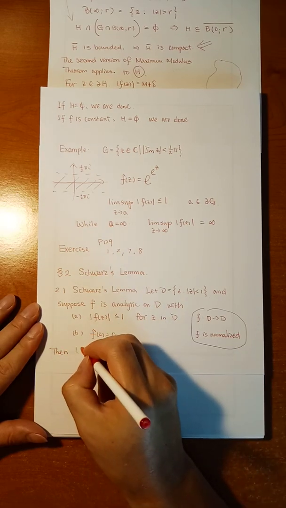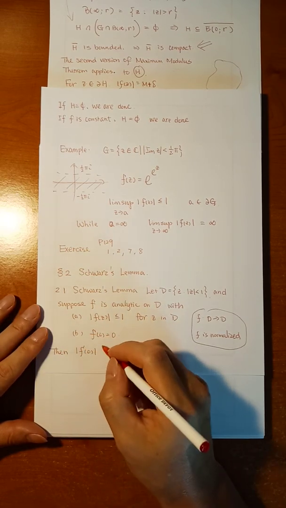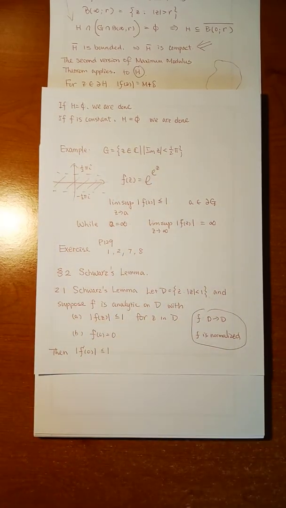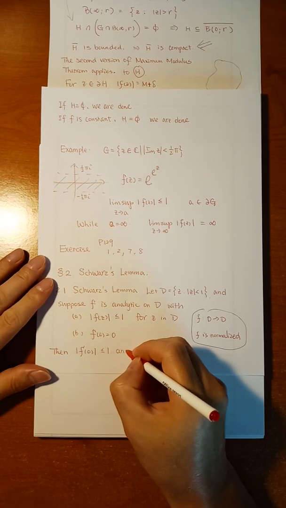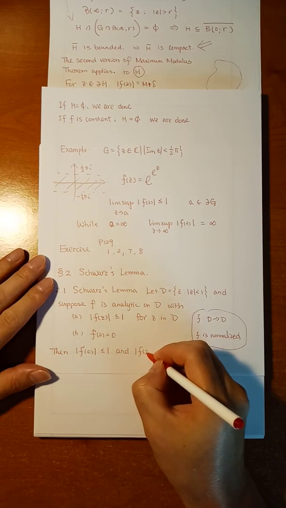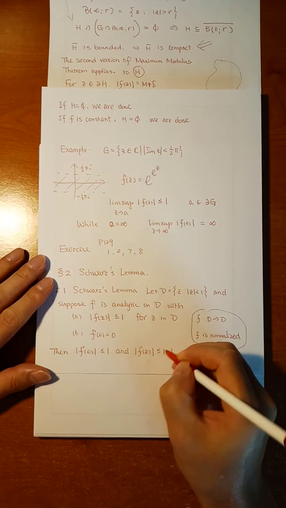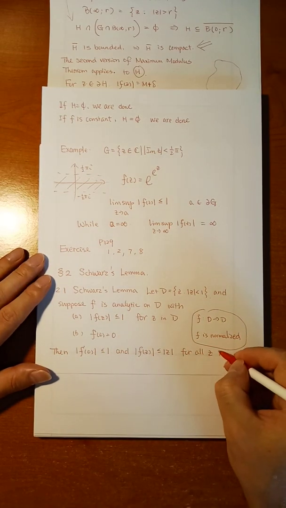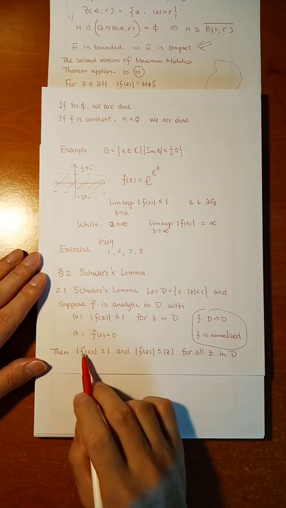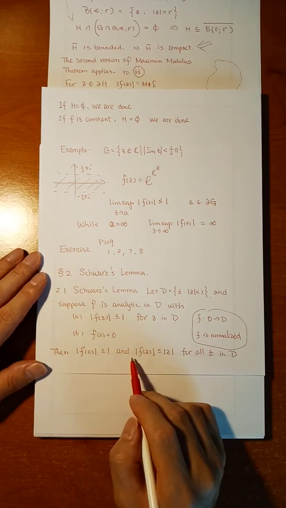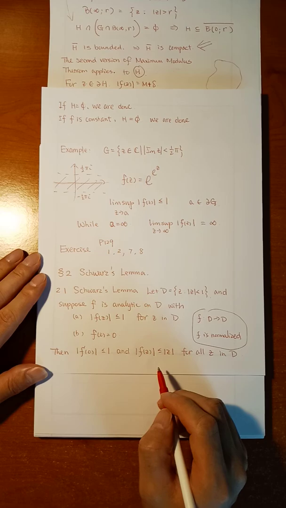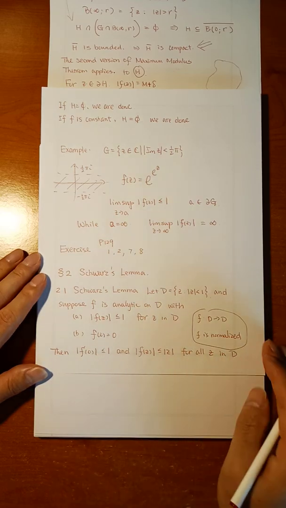And then let's see the conclusion. Then we have the absolute value of f prime of 0 is less than or equal to 1. So we can control the absolute value of the derivative, the rate of change. And we also know that the absolute value of f of z is less than or equal to the absolute value of z for all z in D. So you control the derivative at 0, and also you control the modulus of the image by the modulus of z. So that's an inequality.